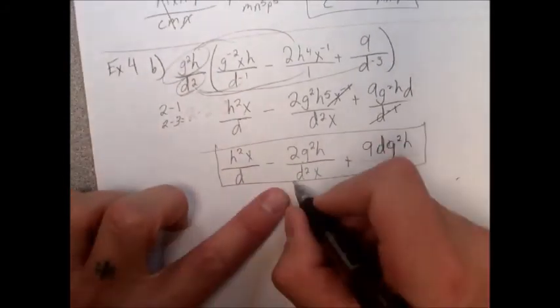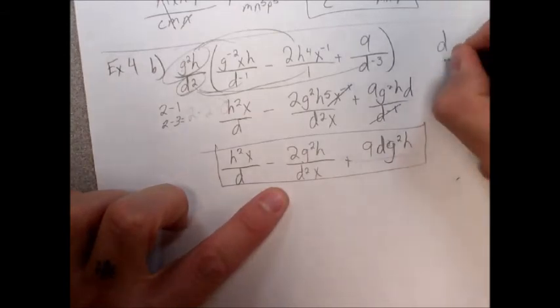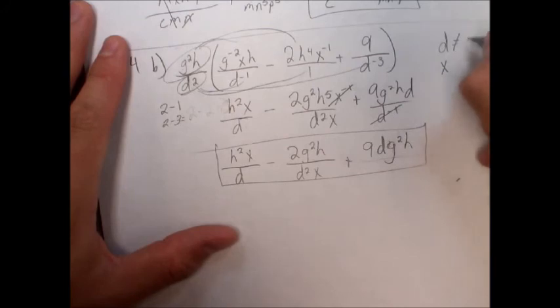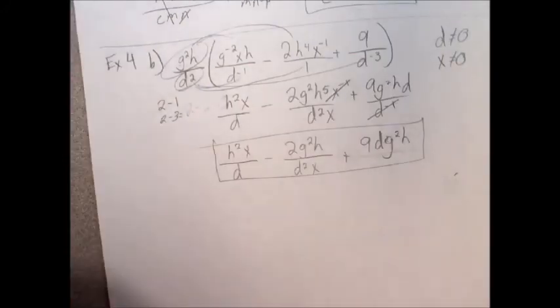And you would be done after you identify excluded values. So I see d and x in my last one. I look at my original. It's just d. So d cannot equal 0 and x cannot equal 0. That's really it. Any questions?